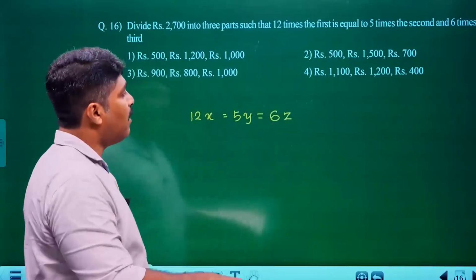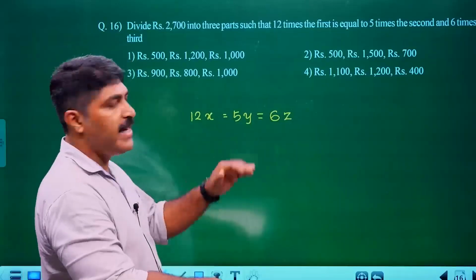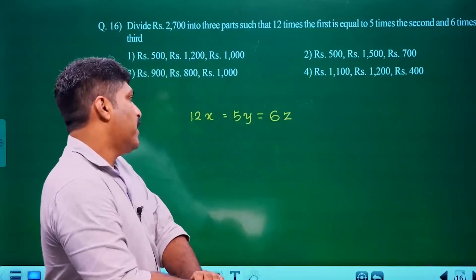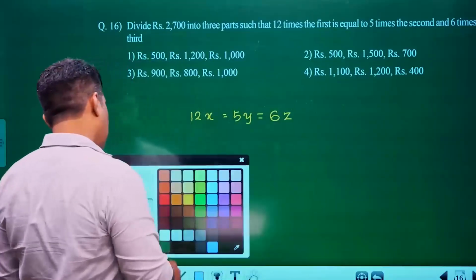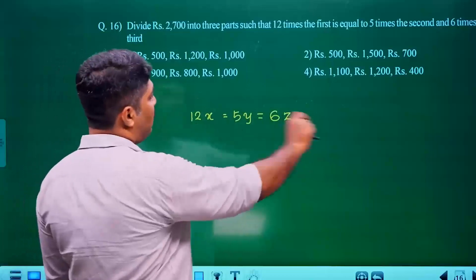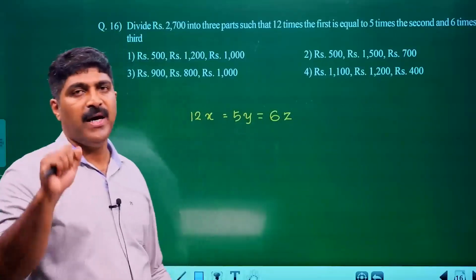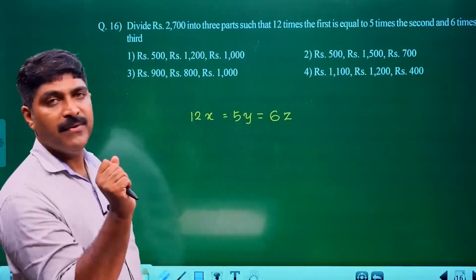So here you have to reach a conclusion. What's the ratio between x, y and z? So what do you have to do in such situations? The easiest way is you just think about what is the LCM of these three quantities, 12, 5 and 6. What is the LCM of 12, 5 and 6?